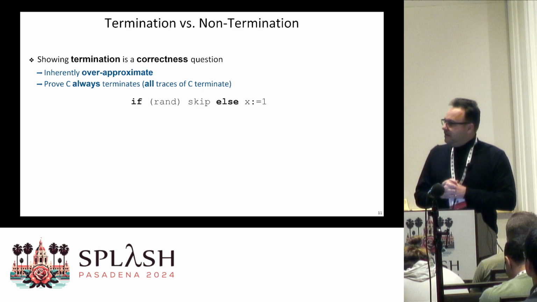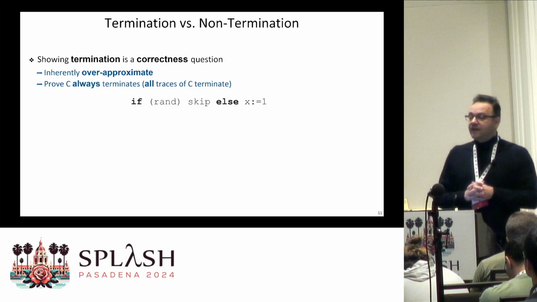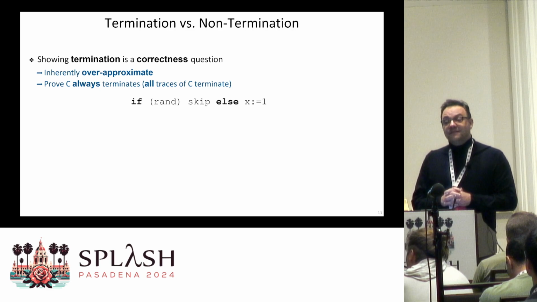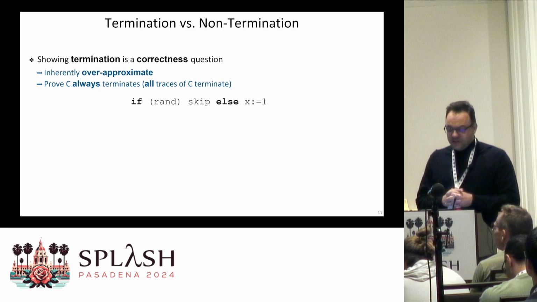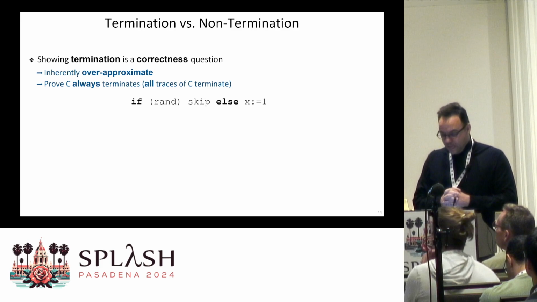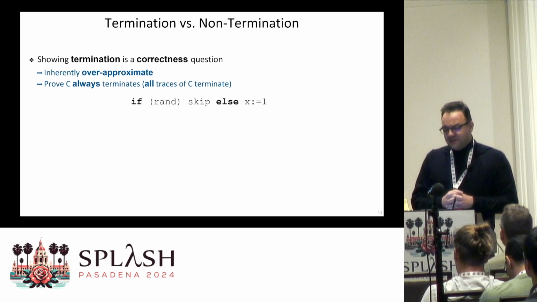These are great, but this doesn't handle termination or non-termination. In fact, incorrectness logic only handles finite traces. But one of the realizations is that while termination is a correctness property, non-termination is an incorrectness property.